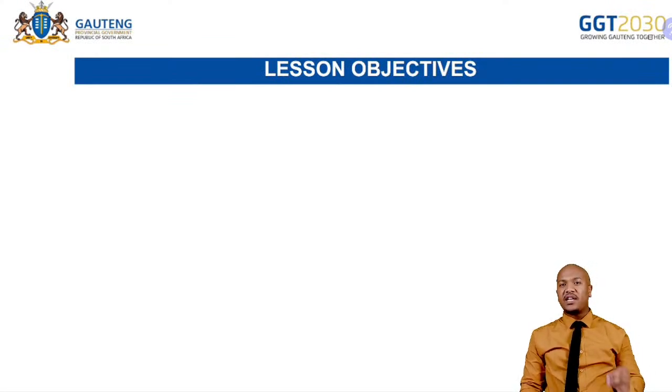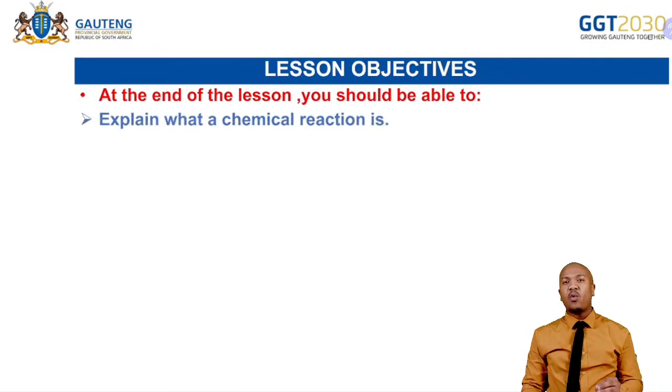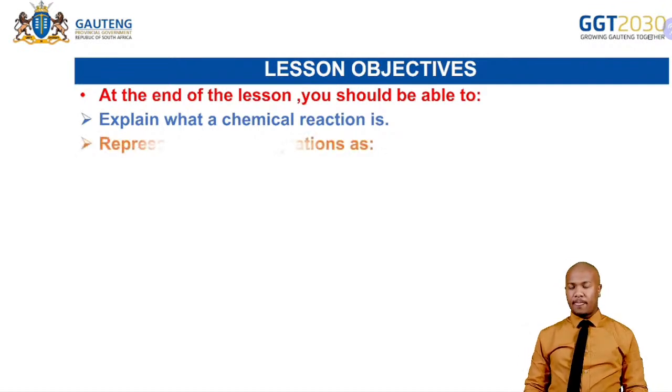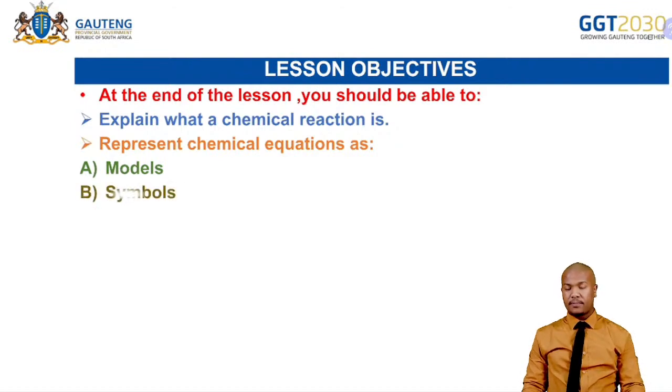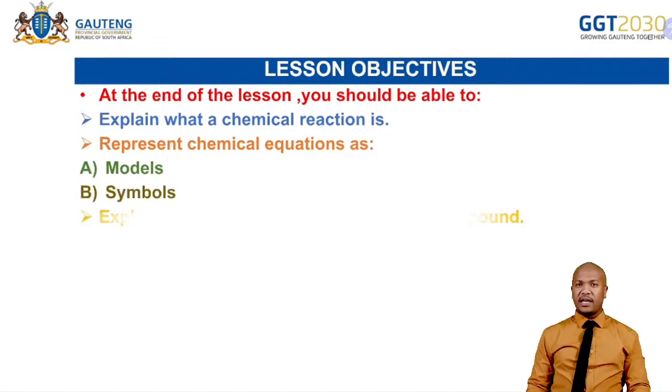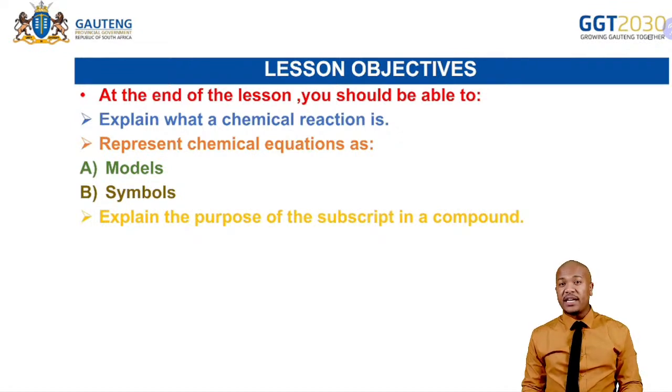What you need to achieve by the end of this lesson. At the end of this lesson, you should be able to explain what a chemical reaction is. Secondly, you need to be able to represent chemical equations as models and symbols. Thirdly, we need to be able to explain the purpose of the subscript in a compound.